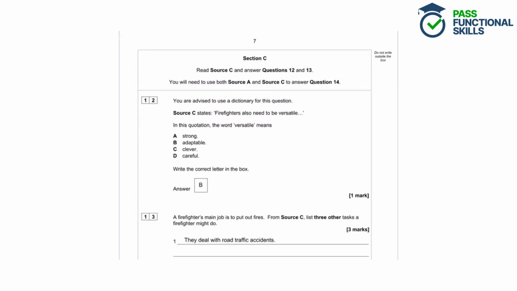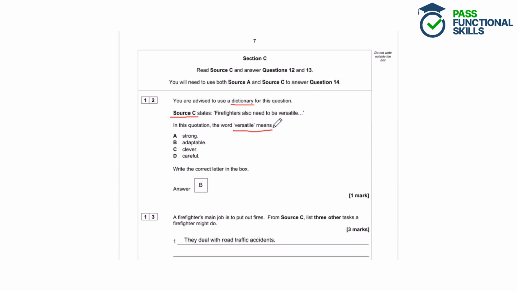Question 12. You are advised to use a dictionary for this question. Source C states that firefighters also need to be versatile. In this quotation, the word versatile means A, strong, B, adaptable, C, clever, or D, careful. Write the correct letter in the box. Okay, so this question is telling us to use a dictionary and look at this quotation from source C and identify the meaning of the word versatile.